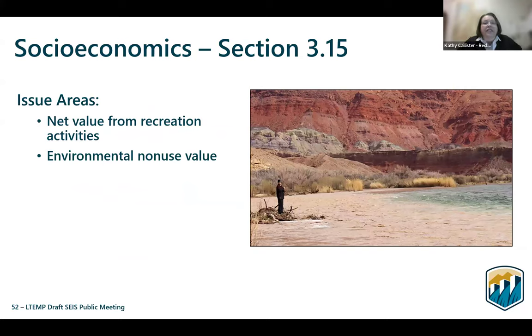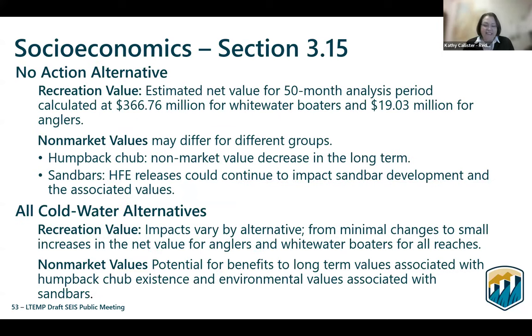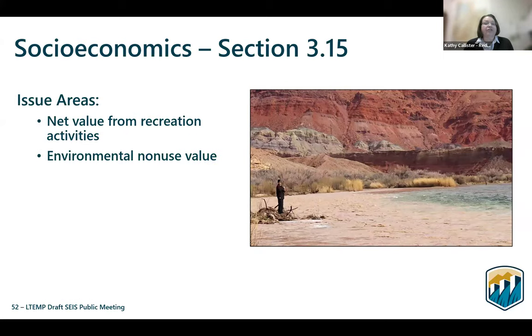All right, the next resource area that we're going to talk about is socioeconomics, and it is covered under section 3.15 in the draft SEIS. The issue areas include the net value from recreation activities and environmental non-use values. And just for everybody's sake, can we go back to the last slide? Environmental non-use value refers to the worth or value that individuals assign to natural resources or environmental goods. All right, we can go to the next slide.